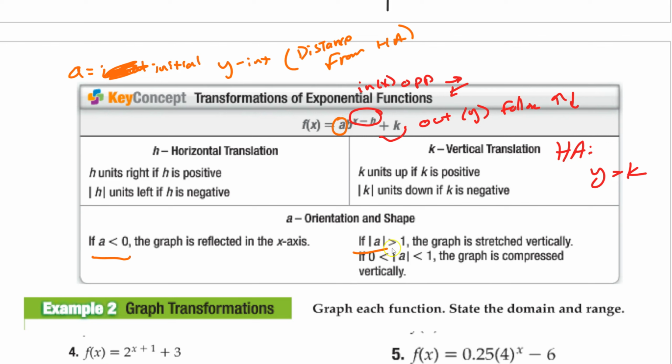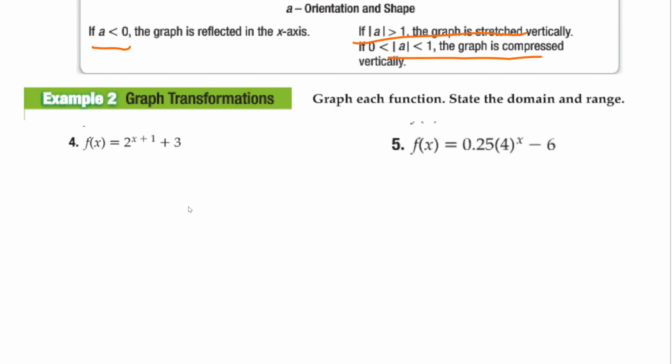And if A is greater than 1, it's a vertical stretch. If A is less than 1, it's a vertical shrink. So that's all still true. Keep in mind, we're doing a growth function, so in this case, B has to be greater than 1, and that makes it a growth function. Other than that, it does affect how stretchy and shrinky it is, but we're doing sketches here. And I'll show you what the decimals graph.